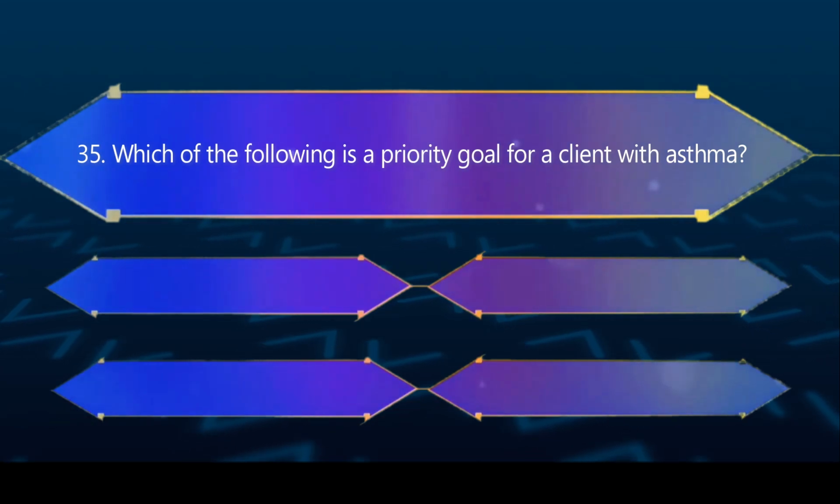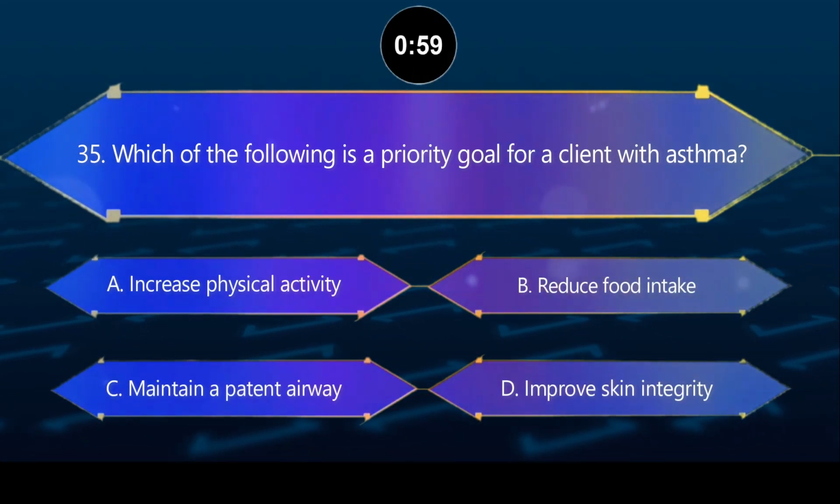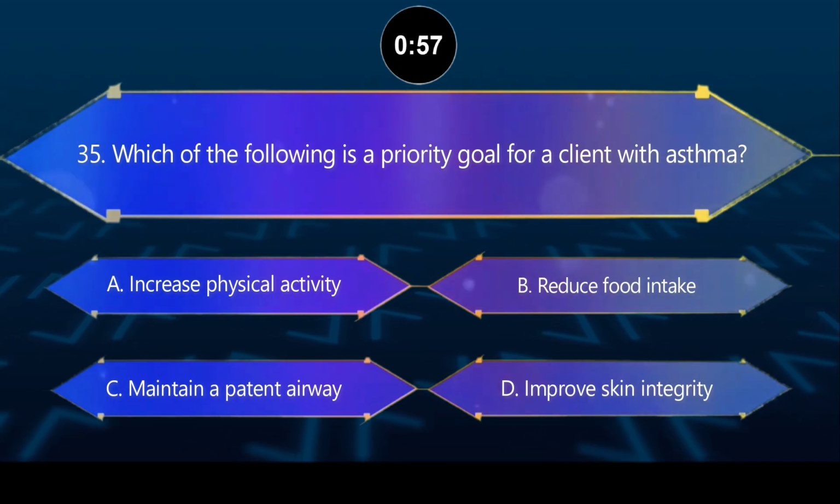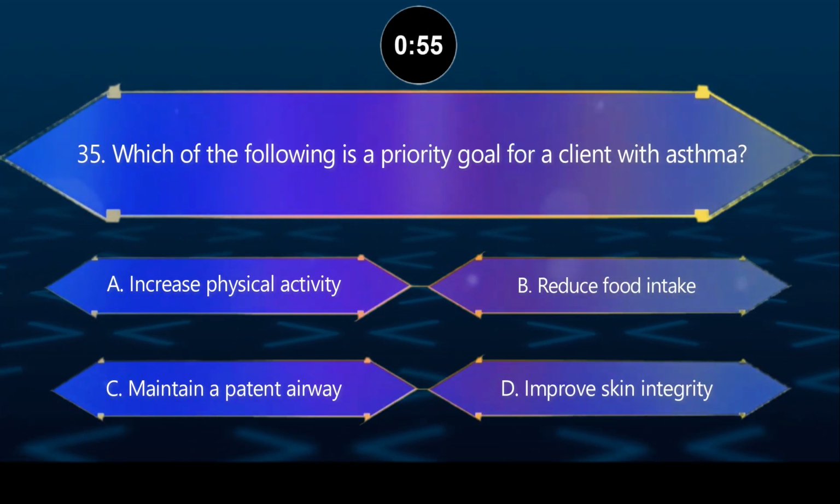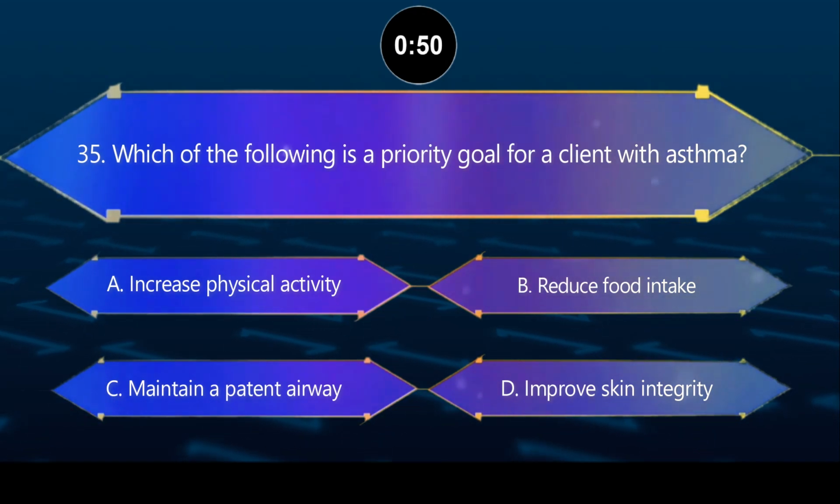35. Which of the following is a priority goal for a client with asthma? A. Increase physical activity. B. Reduce food intake. C. Maintain a patent airway. D. Improve skin integrity.